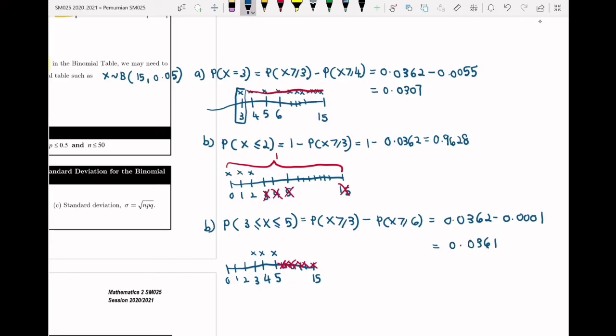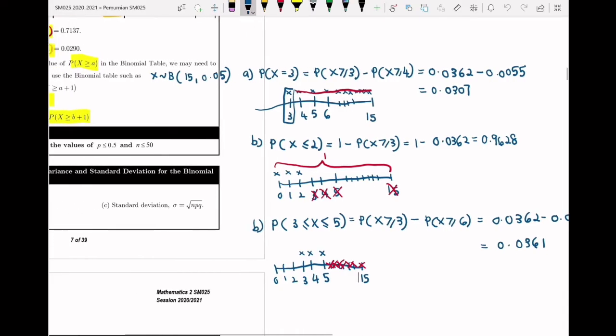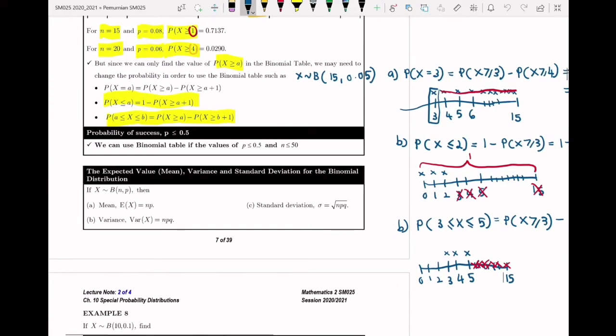0.0361. Okay, so that is the method to find the probability if we don't have greater equal. But remember, we can only use the binomial table if the probability p is less than or equal to 0.5 and n is less than or equal to 50. If we have p greater than 0.5, we will use another method to solve. We will look at the example after this.